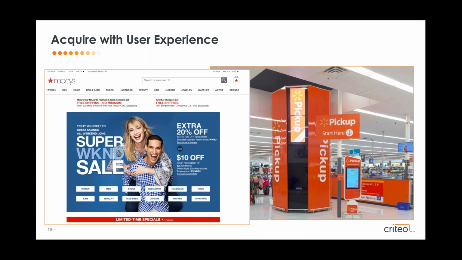And when it comes to acquiring new users online, you need to be thinking about user experience. Your homepage should allow visitors to self-select so they can find the products most relevant to them. And if you want to pick it up in a store instead of ordering online, you should have that option available too. This is a great way to get new shoppers to a retail location. You can see the example here from Macy's of the ultra personalized web page, and then another example of in-store pickup. I think that's Walmart.